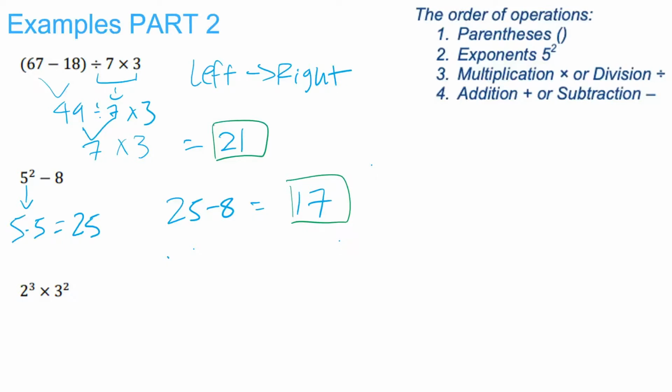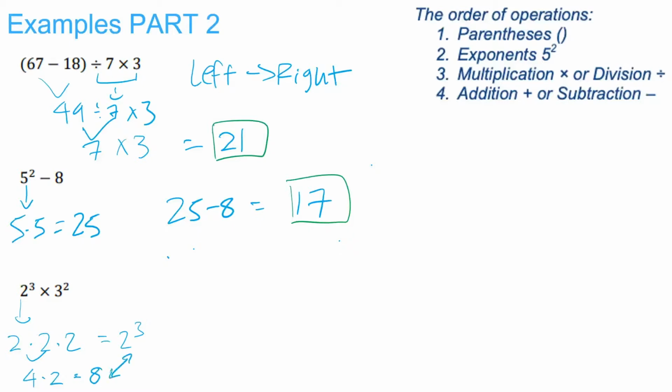Question 3. Do we see any parentheses? We don't see any parentheses. Do we see any exponents? Yes, we do. 2 to the third power is the same as saying 2 times 2 times 2. 2 times 2 is 4. 4 times 2 is equal to 8.